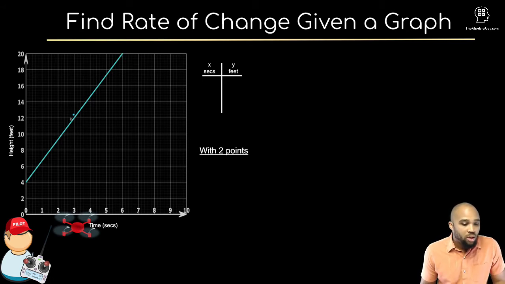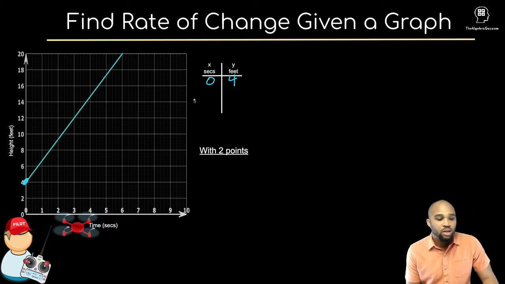So let's start here. This is a good point to use. Why is this a good point? Because I have two integers that I can look at. This is a 0 on my x-axis and a 4 on my y-axis. So I know 0, 4 are two coordinates and a point, if you will, that I can use to start to think about what the rate of change is here.